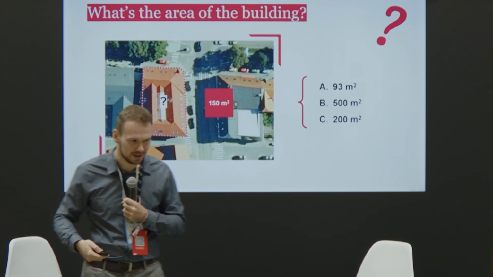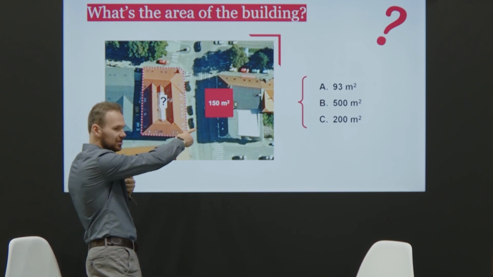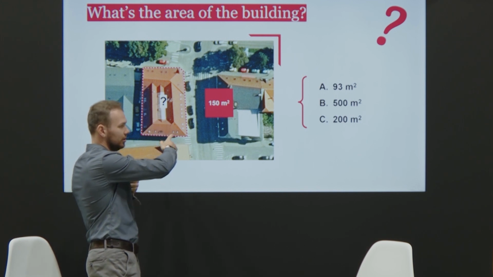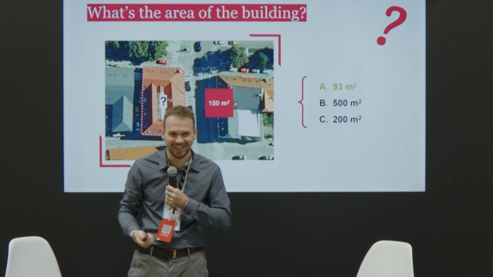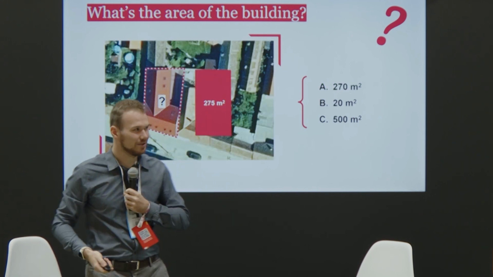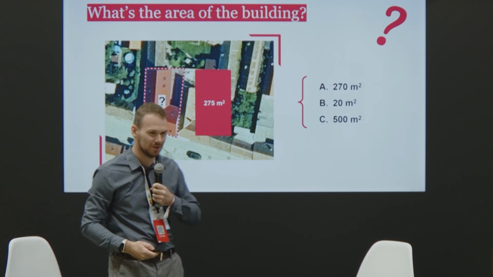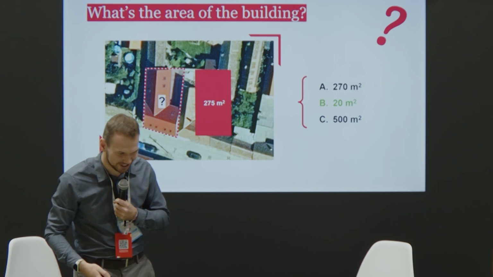Second type of example, we want to know what's the area highlighted here. And for reference, this is 150 meters squared. So what's the area here? Yes, of course, it's 93, right? Let's do the next one. This area, and for reference, this is 275 meters squared. What is the area? It's 20, of course.